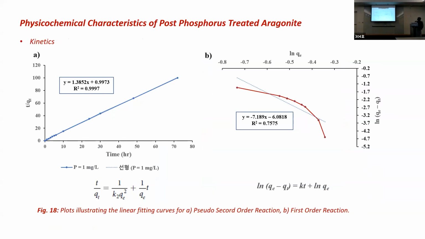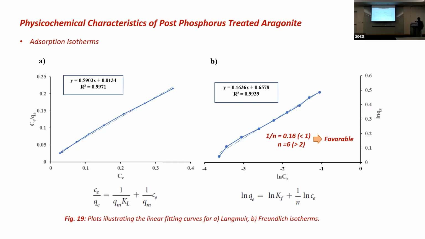But first of all, about the kinetics. This adsorption process follows a second order reaction, and it follows both Langmuir and Freundlich isotherms. Langmuir means the adsorption will be on the surface, and Freundlich means adsorption can overlap. Once the phosphorus is adsorbed, more phosphorus can be adsorbed over it. That's the Freundlich isotherm.